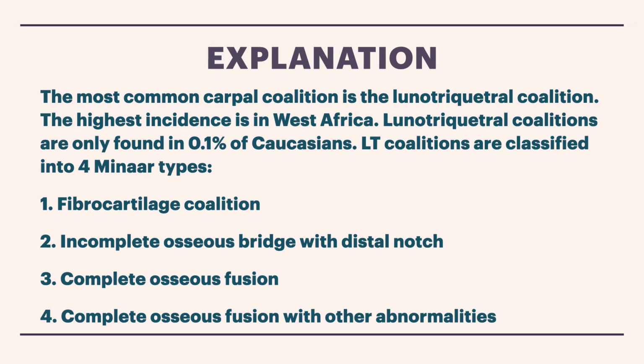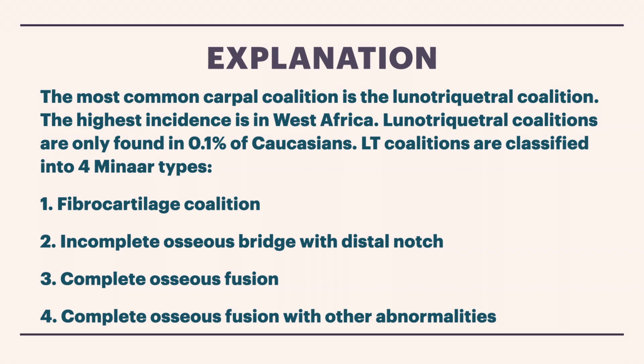The most common carpal coalition is the lunotriquetral coalition, and the highest incidence of this coalition is found in West Africa. And in Europe, amongst Caucasians, it is very uncommon, only accounting for 0.1% of the population, versus in some tribes, such as the Bantu, it could be up to 8% in Africa.